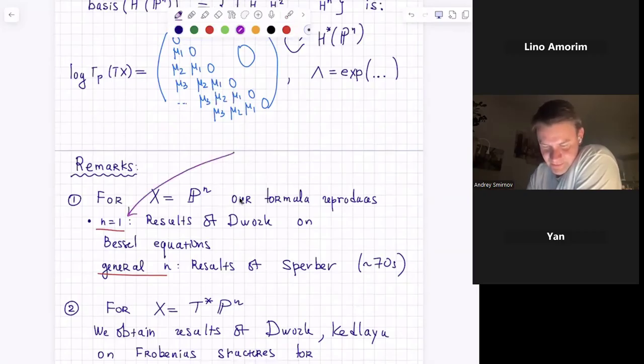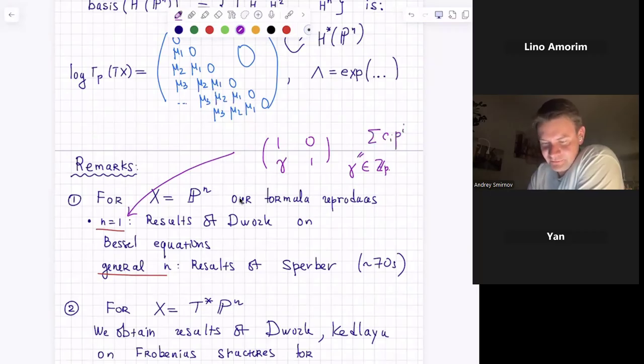And in this case, this matrix looks like 1, 1, and then some gamma, and gamma is some p-adic integer. And Dwork gave a combinatorial formula for the p-adic expansion. So gamma looks like the sum of c_i p to the power i. He gave some recurrence relation which computes these coefficients.